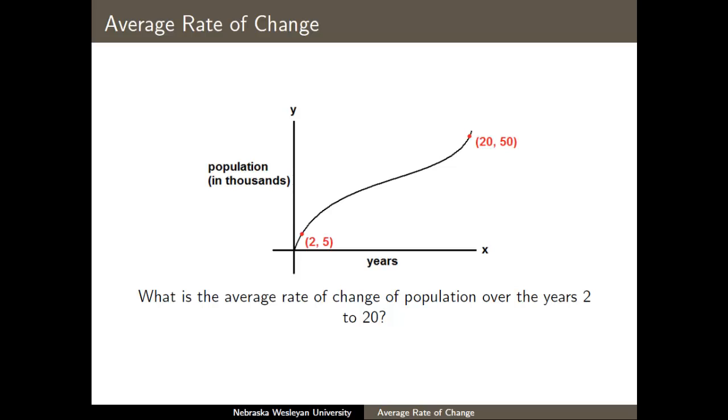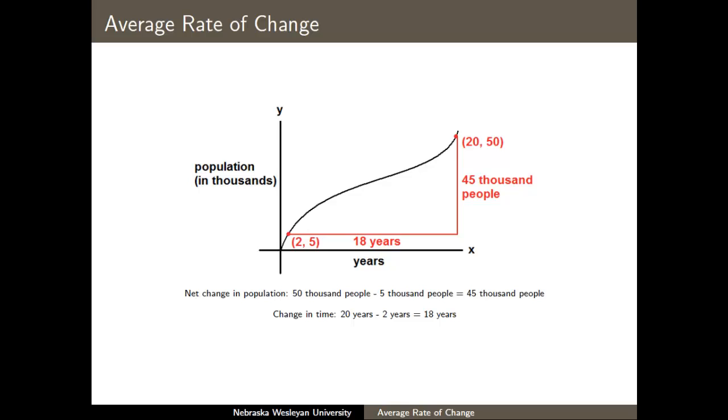That is, even though we can tell from the graph that sometimes the population is changing quickly and sometimes the population is changing slowly, what would be the average rate of change? That rate of change that if it held constant would get us smoothly from 5,000 to 50,000 over that time. Just like before, we need to compute the net change in population. That's our y in this example. And the net change in population is the 50,000 we ended with minus the 5,000 we started with, and so that's a net change of 45,000 people.